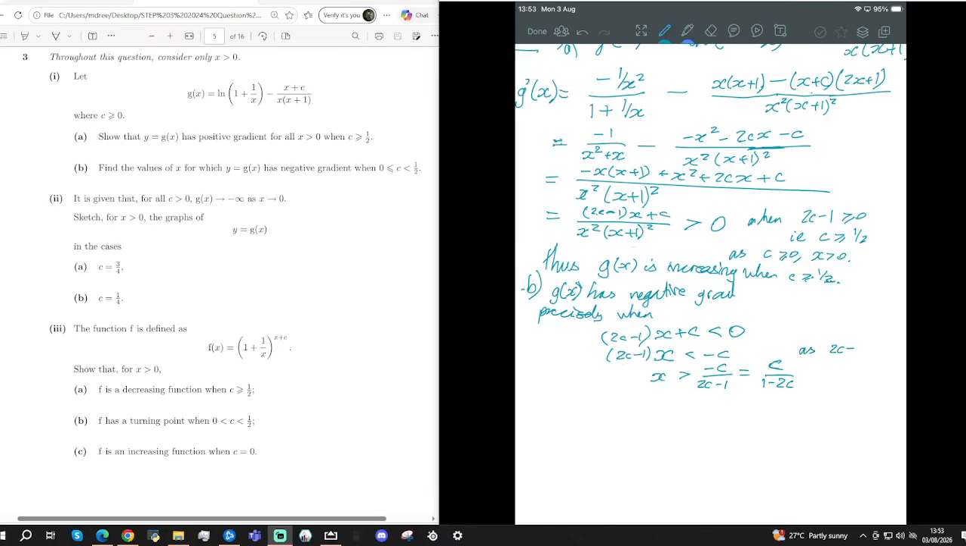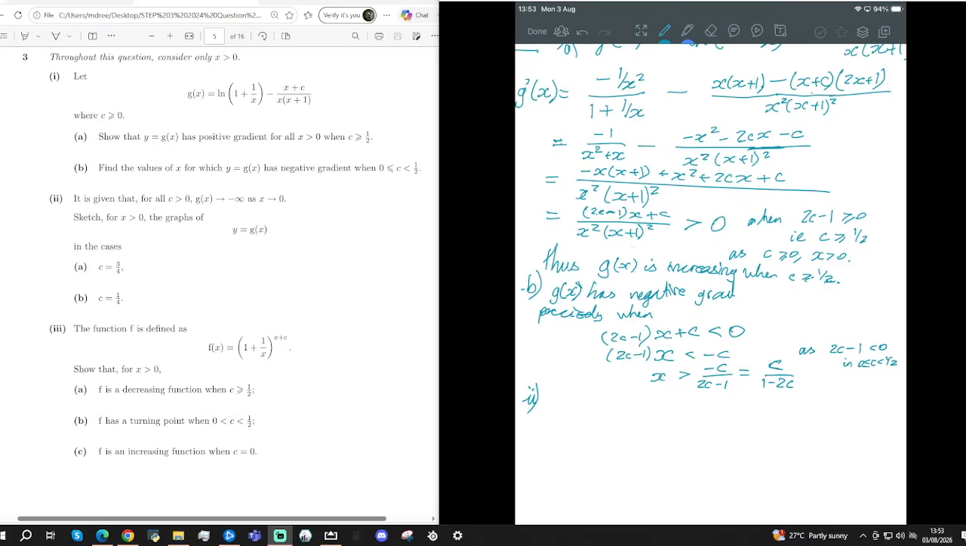as 2c minus 1 is negative in 0 to a half. So we have a negative gradient when x is bigger than c over 1 minus 2c. And there's no problem with the denominator because c can't actually equal a half, which would have made this a divide by 0, which would have been bad. Okay, find the values of x for which that has a negative gradient. It is those values of x. Nice. Moving to part 2 of the question.